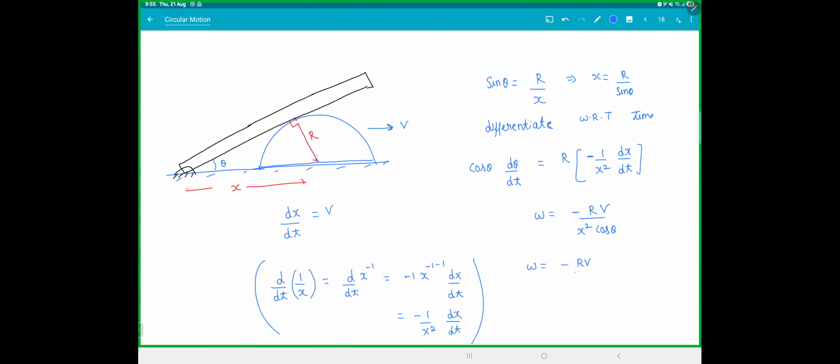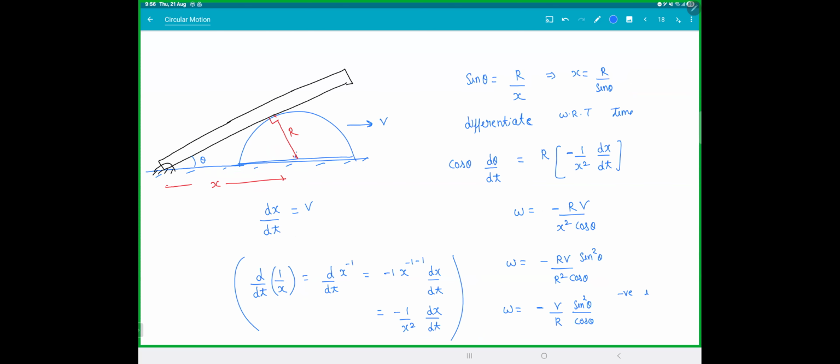Minus rv, r by sine theta. So that will become r square cos theta sine square theta. The reason you're getting minus is because theta is decreasing. Minus v by r sine square theta by cos theta. If you see, technically, once you write this statement and you differentiate, physics got over. It's all math. You need to figure it out. You should have seen a few models.